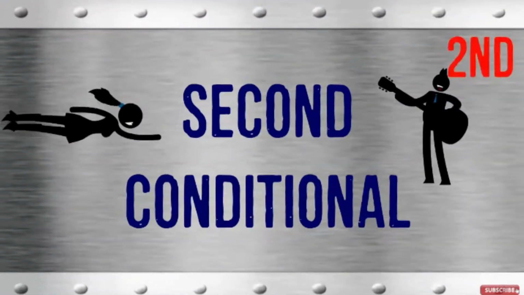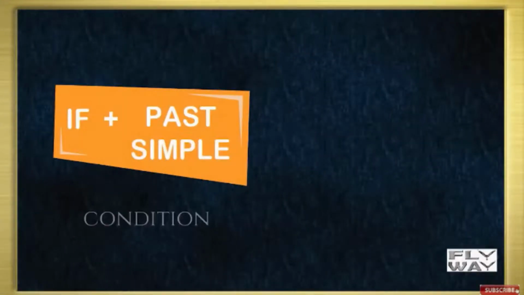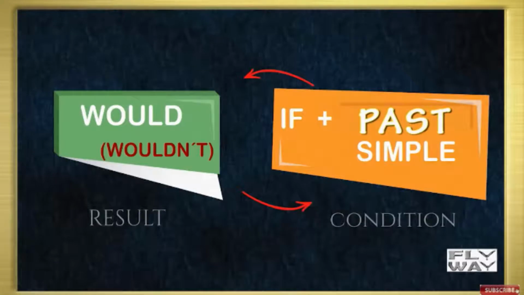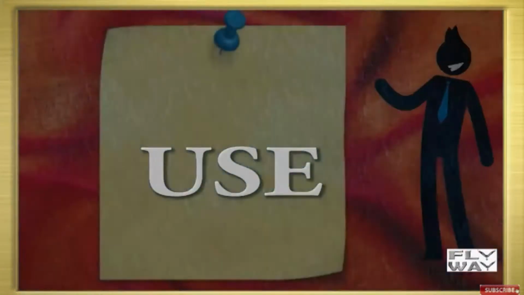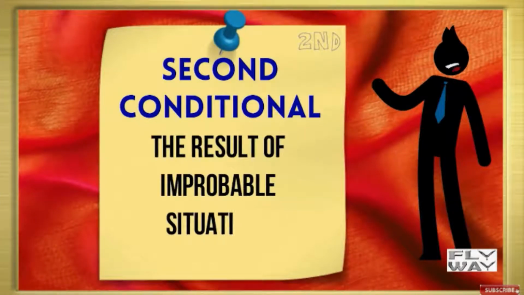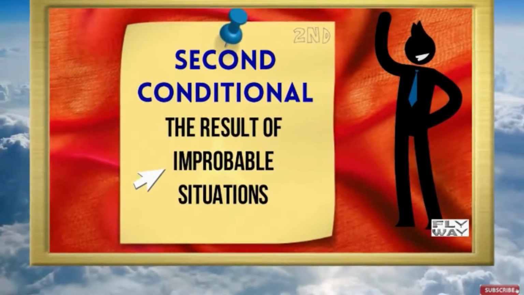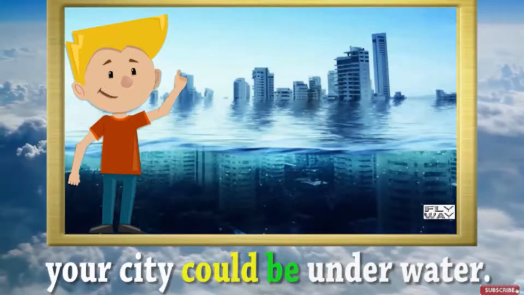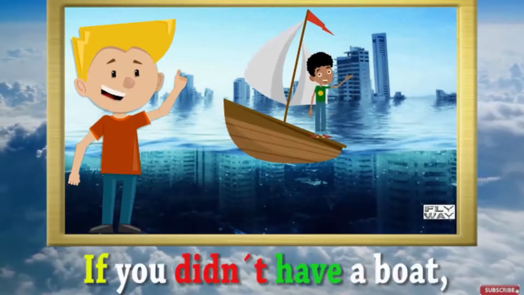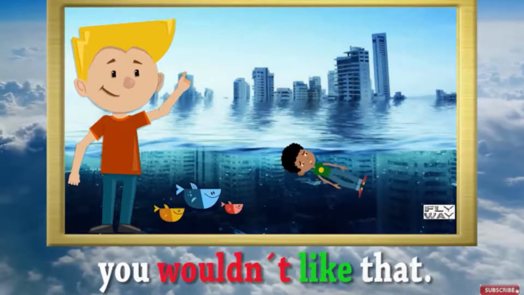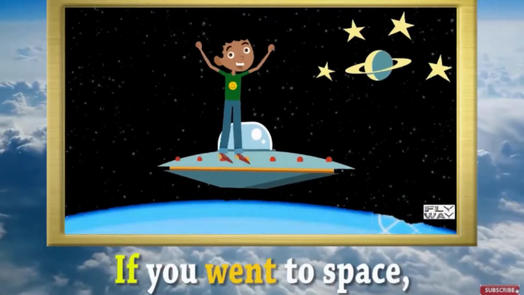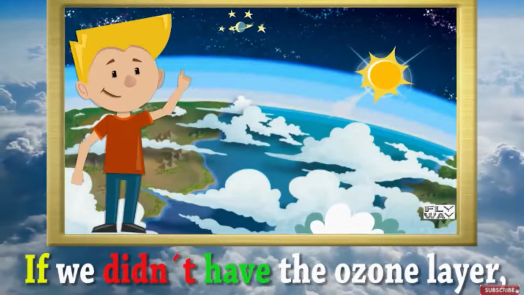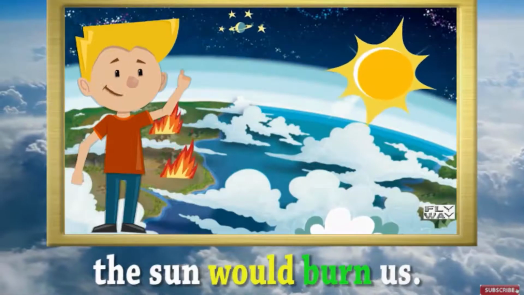Second conditional. If and past simple in the condition, and would or wouldn't in the result. The result of improbable situations. If the North Pole melted tomorrow, your city could be underwater. If you didn't have a boat, you wouldn't like that. If you went to space, you would need a space suit. If we didn't have the ozone layer, the sun would burn us.